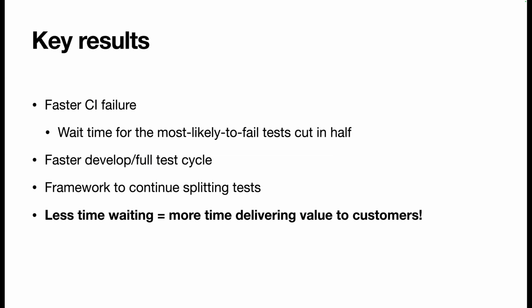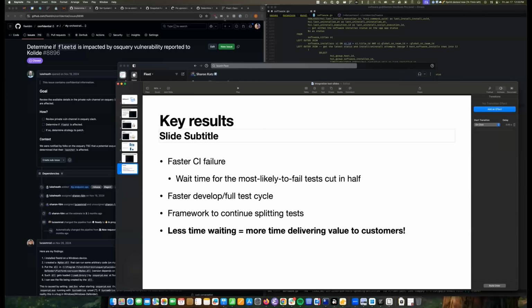The key results for this were faster CI failures, which means the CI failure to fix to push cycle has been a lot faster. I also split it up in a way that there's a framework to continue splitting up tests if we need to. And the most important part, less waiting time means more value delivered to customers every day. That's it. Just thought I'd share, thank you. And that's it for us.